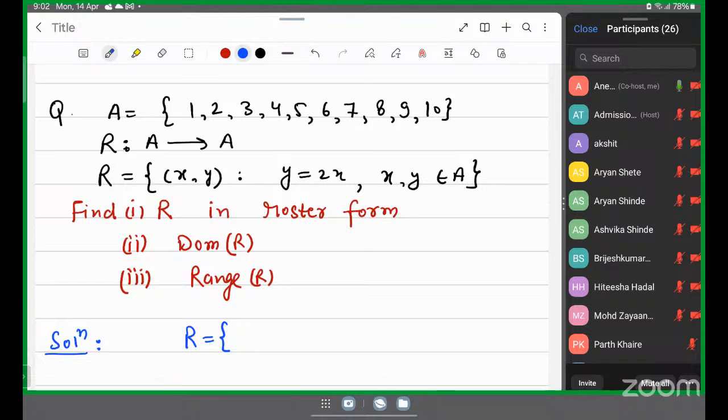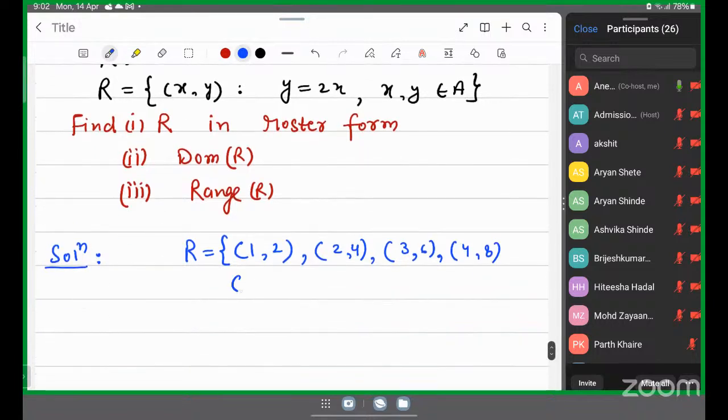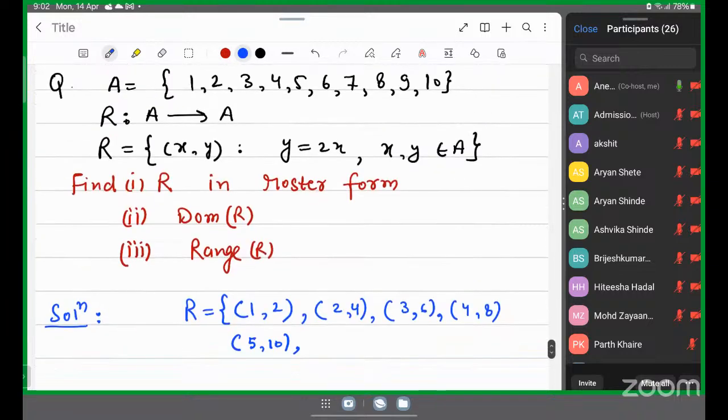So let's say if I take x1, this will be 2. So the first element is (1, 2). If we take x2, this will be 4. If we take x3, this will be 6. And (4, 8) will be there, (5, 10) will be there. After 5, we have 6, and if you take 6, y will be 12.